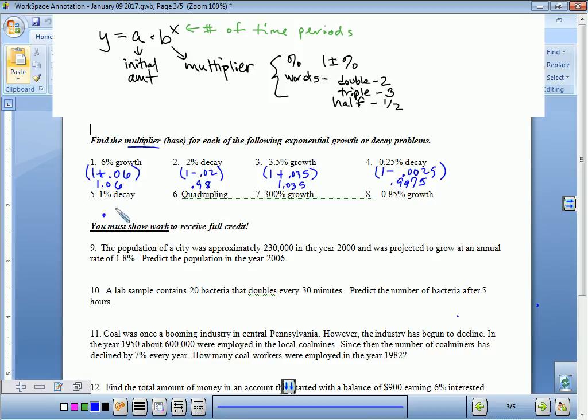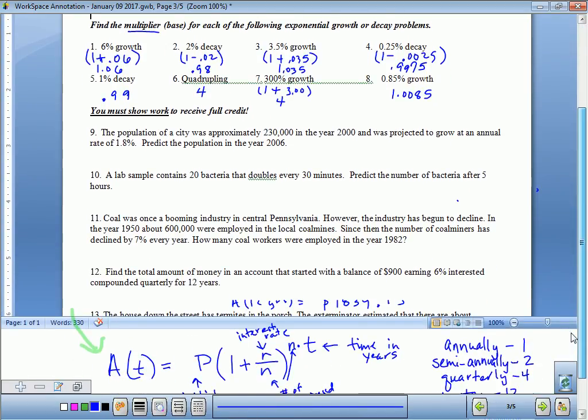Okay, so decay, 1 minus 0.99. Okay, a word, quadrupling, 4. Now the interesting thing about quadrupling and 300% growth is they're the same. So this is 1 plus 3.00, which is 4. And then this one would be 1.0085. Any question about how to find your multiplier, your base? Okay, let's move on then.